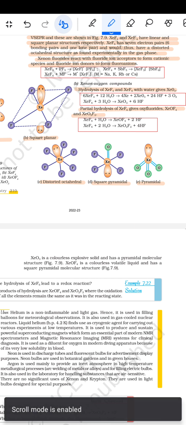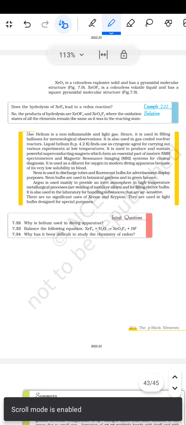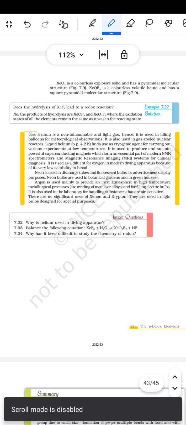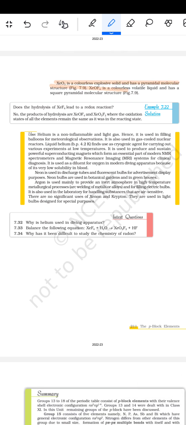XeO3 is a colorless explosive solid and has a pyramidal molecular structure. XeO4 is a colorless volatile liquid and has a tetrahedral molecular structure. Question 1: does the hydrolysis of XeF6 lead to a redox reaction? No, in the products of the hydrolysis, XeO3, XeOF4 and XeO2F2, the oxidation states of the elements remain the same as they were in the reacting state.